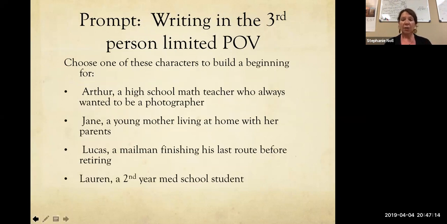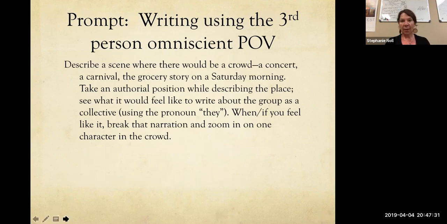So choices here: either taking the next 10 minutes or so to write in the third person limited point of view with these characters and backstories, or whatever feels good, or if it's your work in progress, to do that. And then maybe thinking about the third person omniscient point of view.